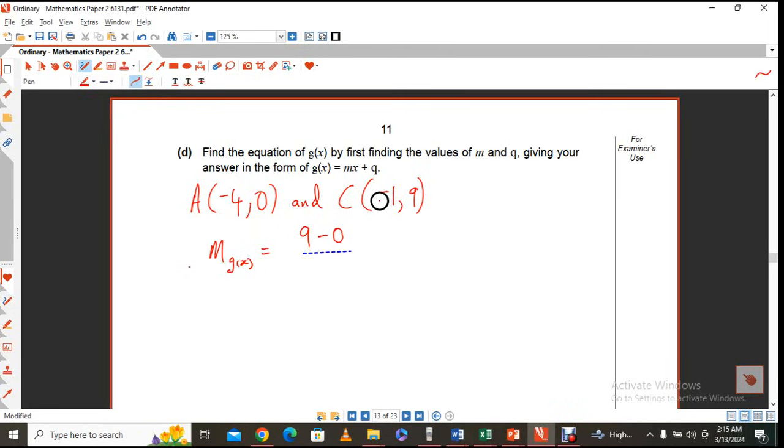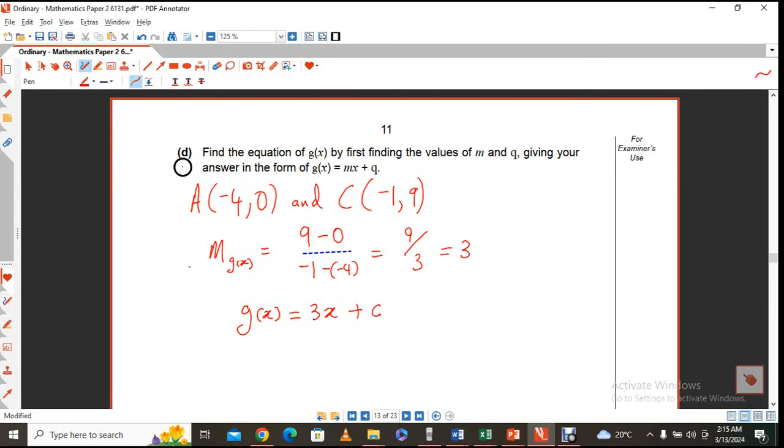I started with this point C, so I'm going to start with the x value of point C. That's -1 minus -4. So that's 9 divided by 3. So the gradient is 3. So now the equation is g of x is equal to 3x, but I do not know where this is going to cross the y-intercept.